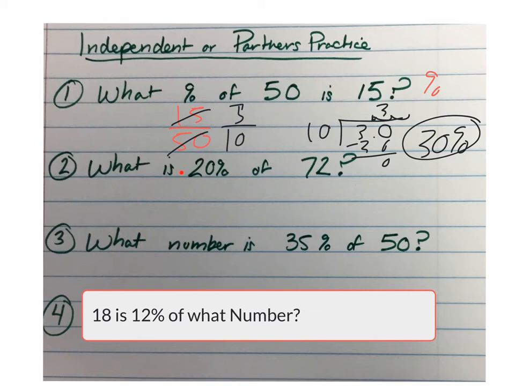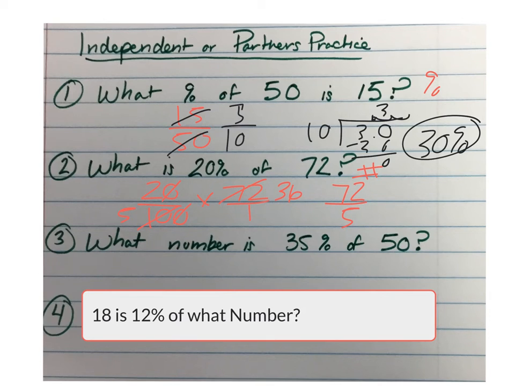What is 20% of 72? I see the word is. That means that my answer is going to be a number. 20% of 72. Can I simplify it at all? I can simplify those zeros up and down. Can I simplify further? I can divide this by 2 and this by 2. And I cannot simplify further, so I'm going to multiply across. 2 times 36 is 72. 5 times 1 is 5.